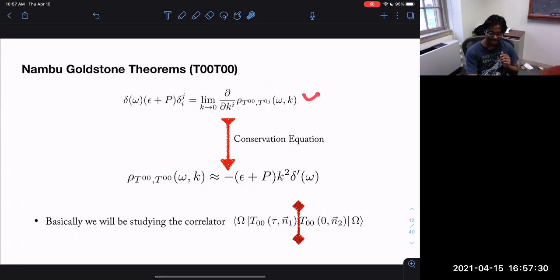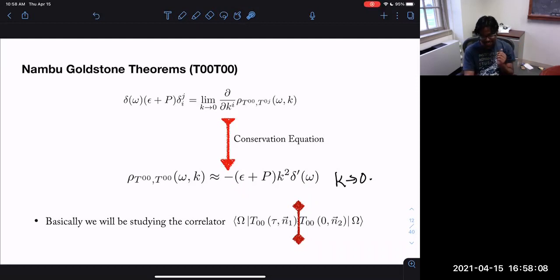So you can immediately start from this conservation law and write down another equation, which tells you that the spectral density for this T0 correlator in Fourier space, as a function of omega and K, should behave like this in the K going to 0 limit. We'll try to see what constraint this equation has on our spectra. So basically we will be starting with the correlator, which looks like this: omega T00 tau n1, T00 n2, and omega.